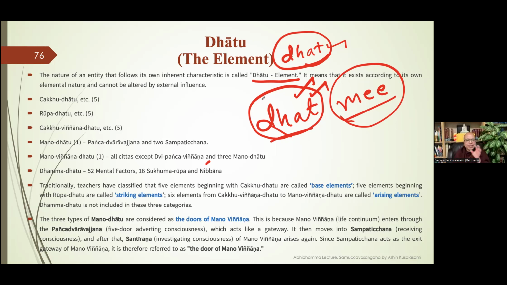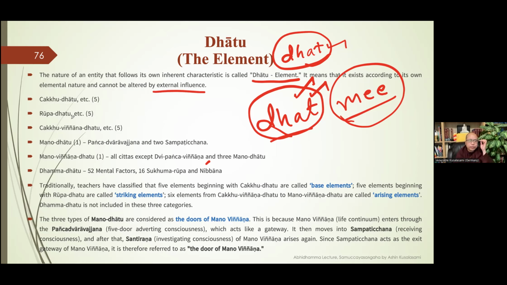That's what I understand regarding the element. Yeah, element. So here dhatu, element, means that which exists according to its own nature, and cannot be altered by external influence.